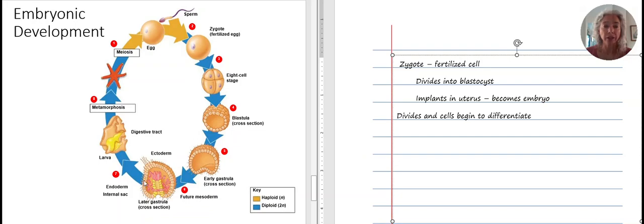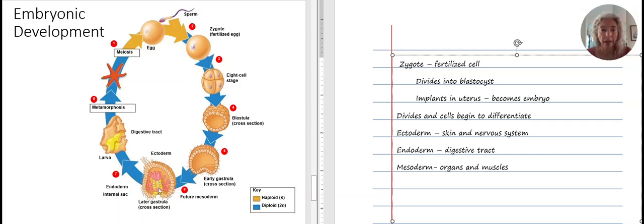You have the ectoderm, which will become the outside, the skin, and the nervous system of the animal. The endoderm, which is down in here. Again, the endoderm here forms the digestive tract. And then the mesoderm, this middle layer here, is going to form the organs and the muscles.